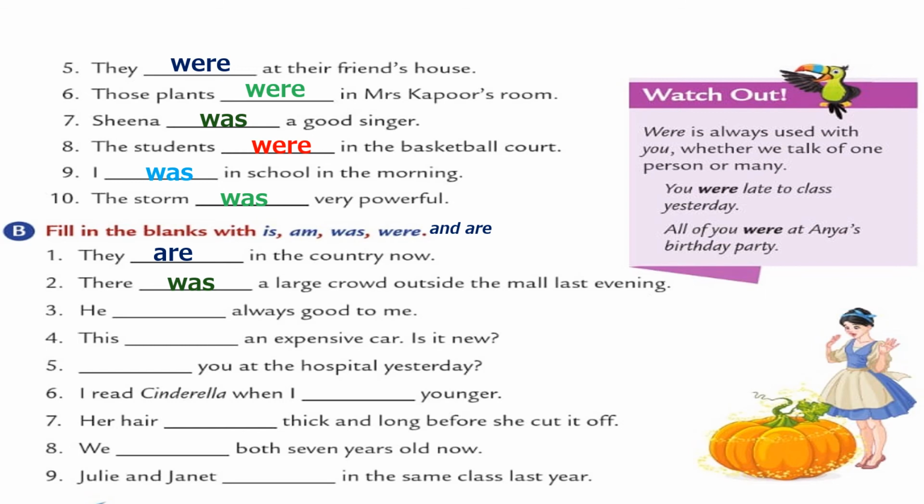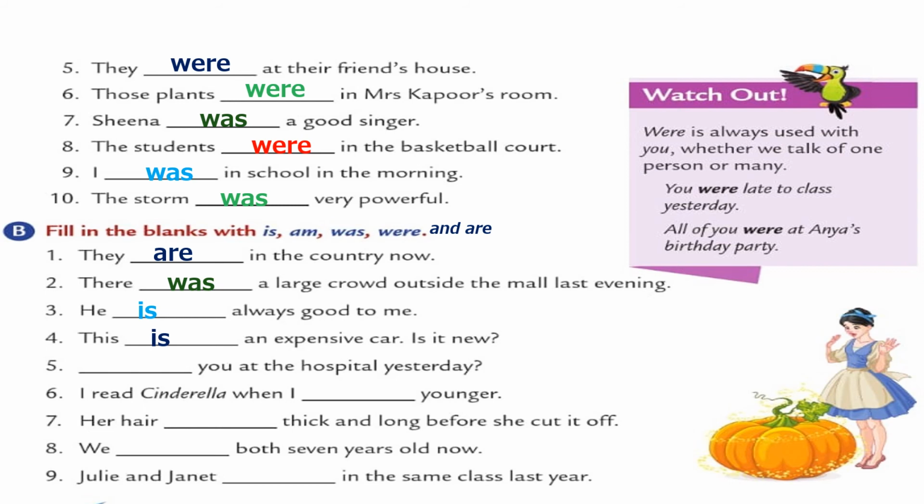He dash always good to me. Now you have to look at the present or past tense, or singular or plural. So he dash always good to me. He is singular. He is always good to me. This dash an expensive car. Is it new? So it is present tense. It is clear. And this is.